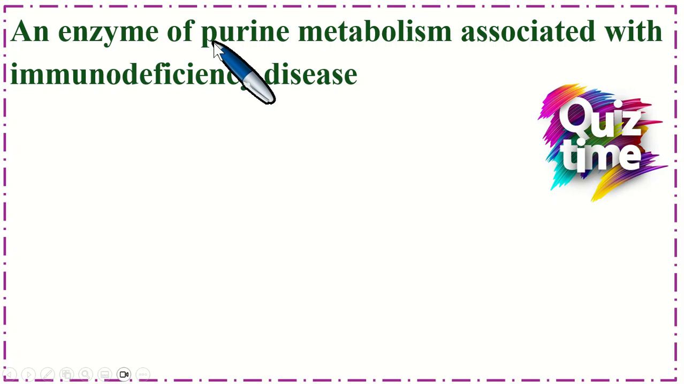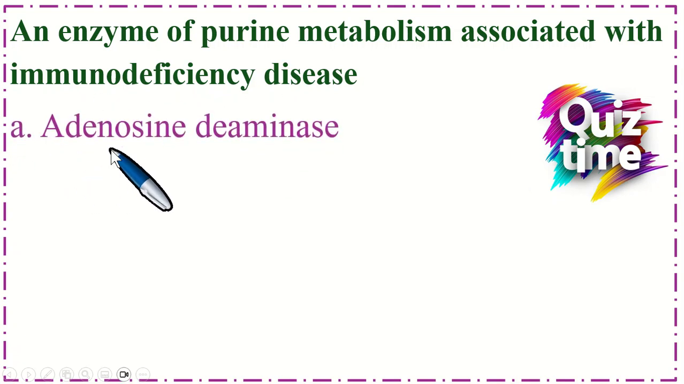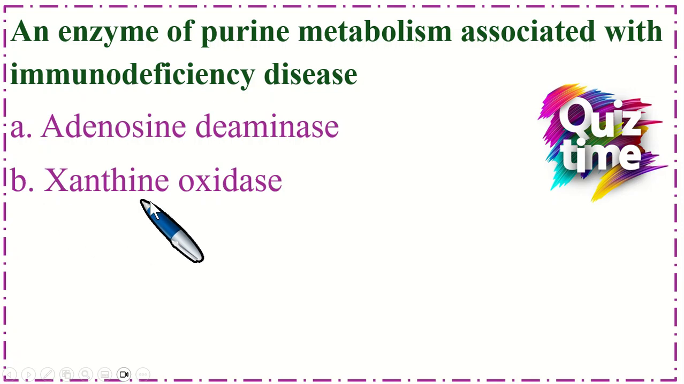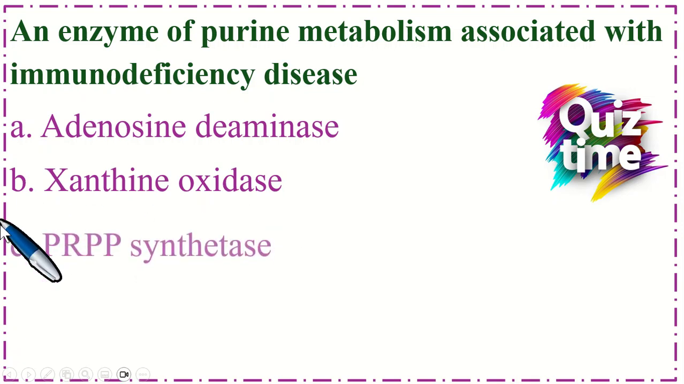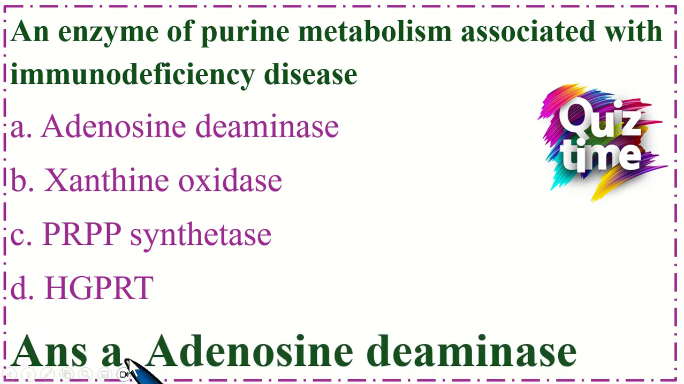An enzyme of purine metabolism associated with immunodeficiency disease. Option A adenosine deaminase, B xanthine oxidase, C PRPP synthetase. Option D HGPRT. Correct option is A adenosine deaminase.